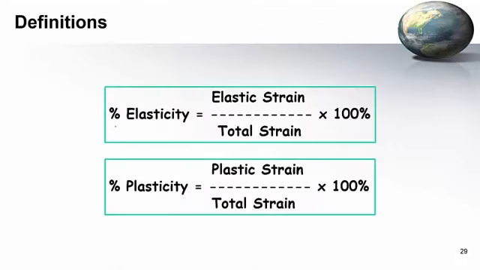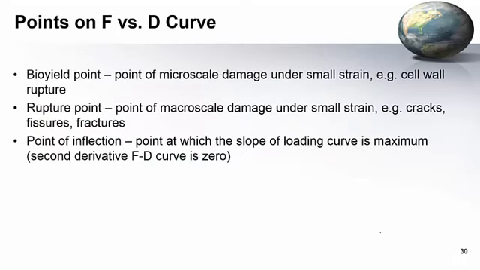So the percent elasticity is elastic strain by total strain times 100. Percent plasticity is plastic strain by total strain times 100. So these are also properties of a biological material, because it is a characteristic of a material how elastic or how plastic a material is. You may also need to learn a few things about the bioyield point, the rupture point, and the point of inflection.